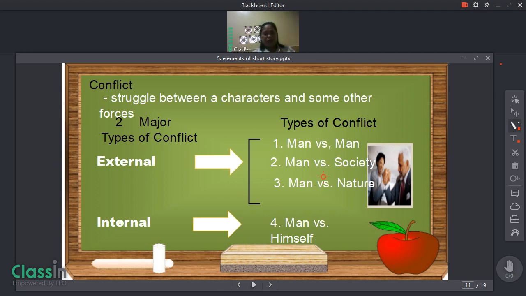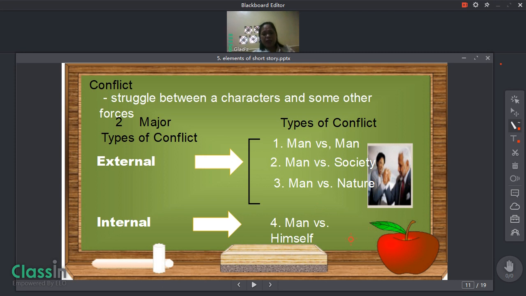When we say man versus man, it is a man against another character in the story. And when we say man versus society, it is against the society, the government, the law, how the society is governed by the law. And then we have man versus nature, or versus the environment. For example, the earthquake, the typhoon, and the volcanic eruptions. It's all about nature.